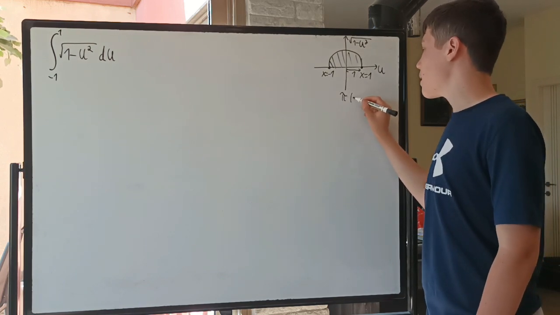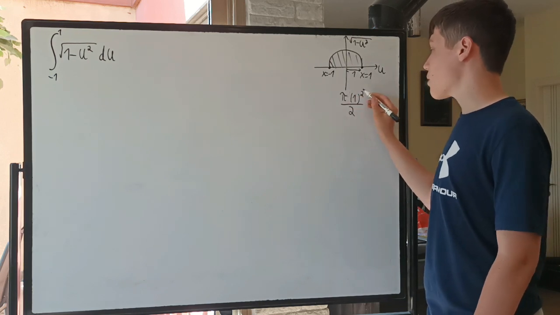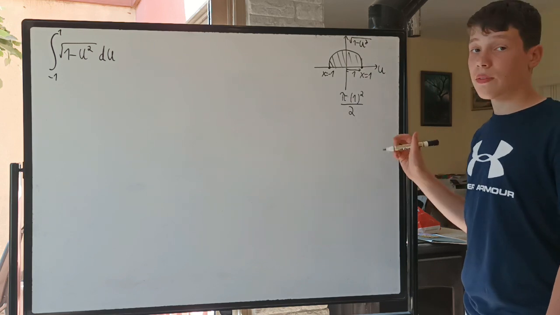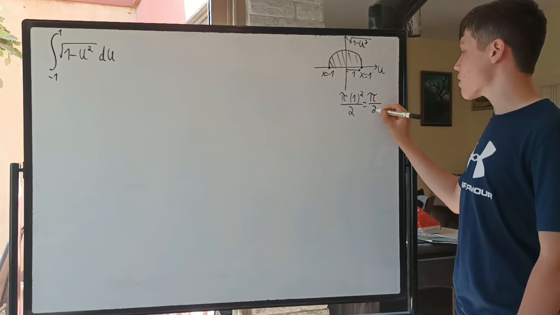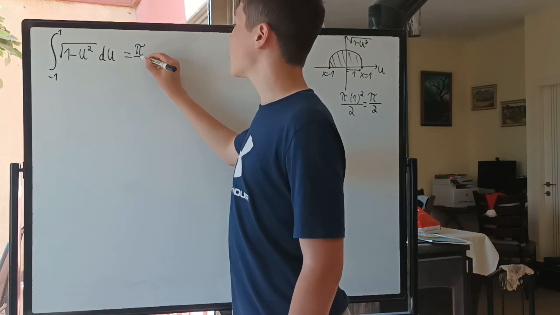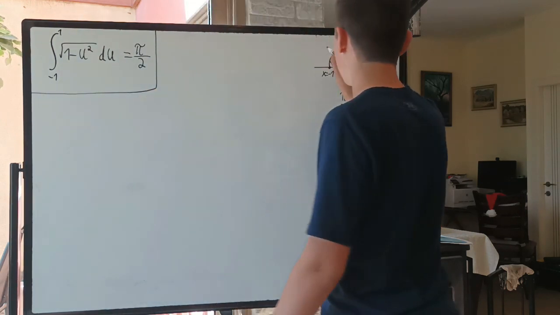So the area is going to be pi times 1 squared over 2, since this is the area of the entire circle. But because we're taking half of the circle, we have to divide by 2, and that results in pi over 2. So this integral evaluates to pi over 2, nice and neat.